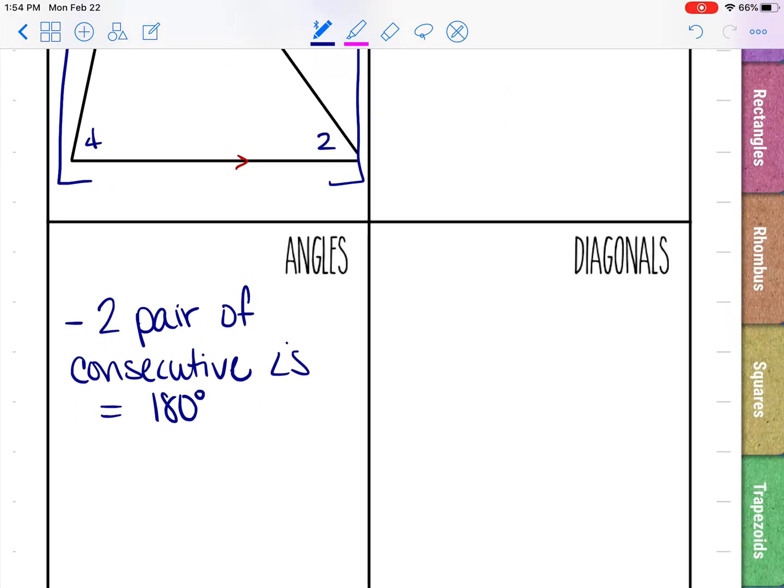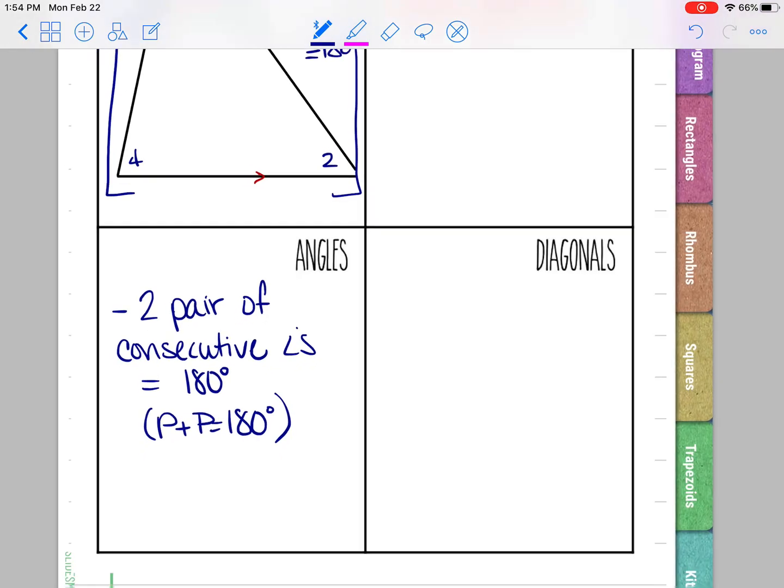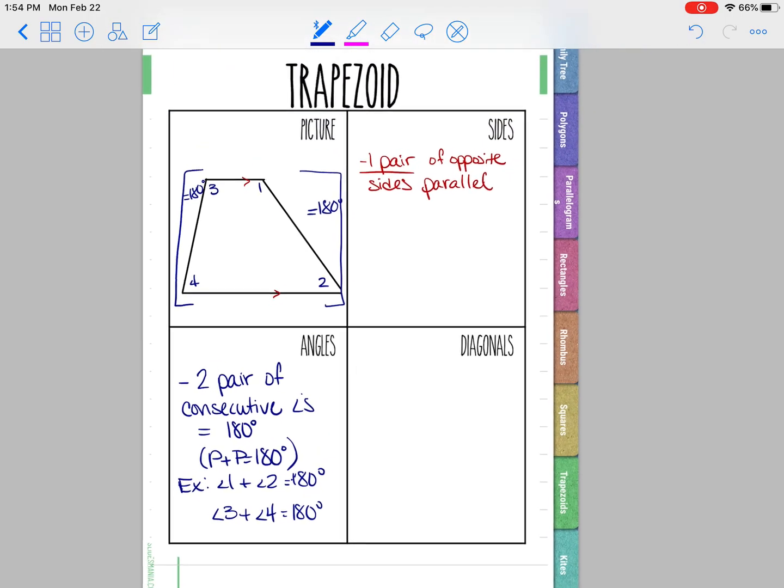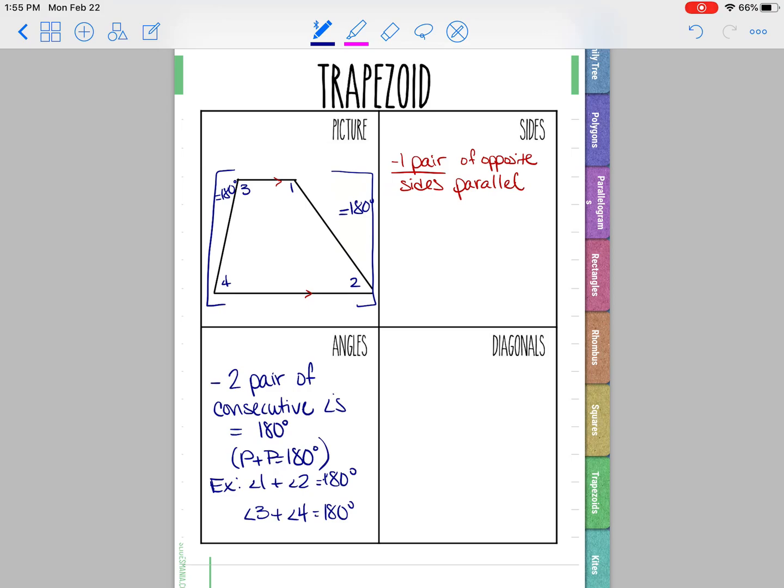And remember, if we're talking about something being supplementary, adding up to 180, we can always say part plus part equals 180. And if you even need to go a step further and say, for an example down here, angle 1 plus angle 2 equals 180 degrees, and angle 3 and angle 4. And there are no characteristics about diagonals, so you only have the 2 characteristics for just a general trapezoid.